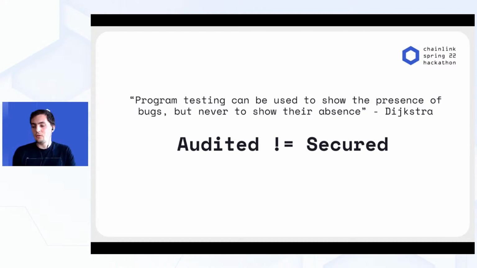So as Dijkstra said in this quote, program testing can be used to show the presence of bugs, but never to show their absence. So keep this in mind, that even with the audit, your smart contract is probably not 100% secure. And you need to adapt to even the changes of the underlying blockchain itself, not just your source code.